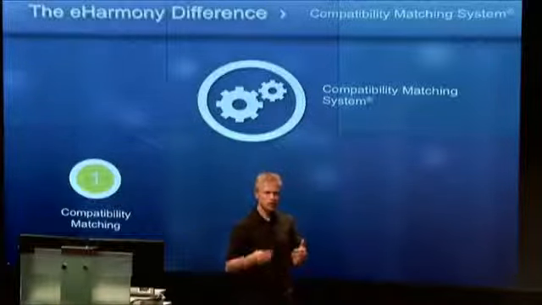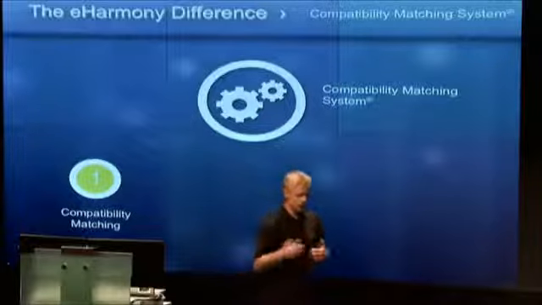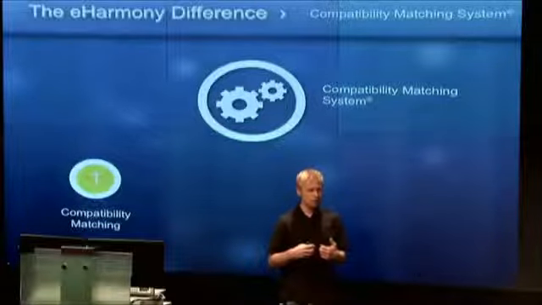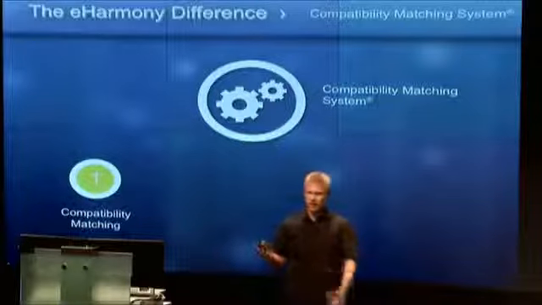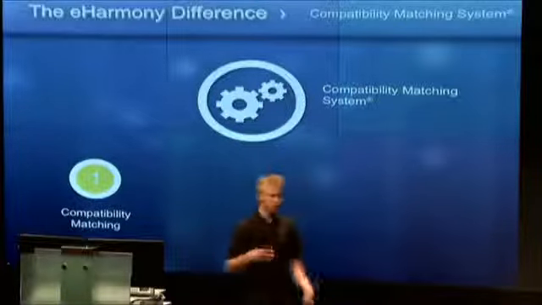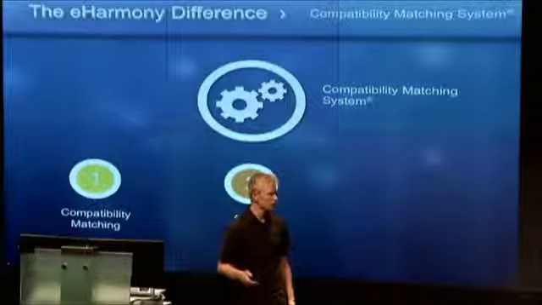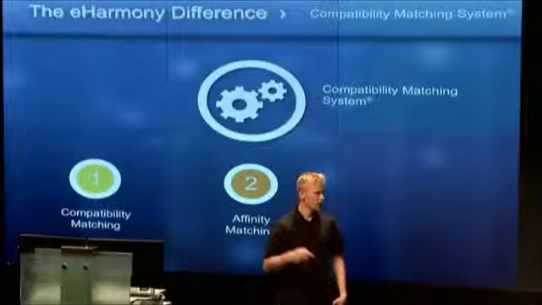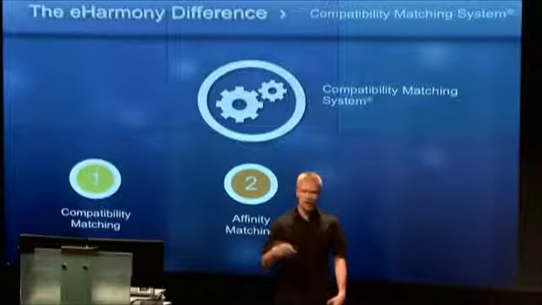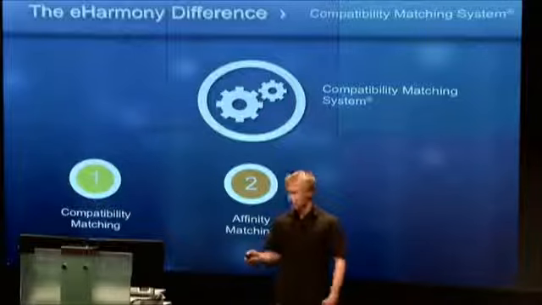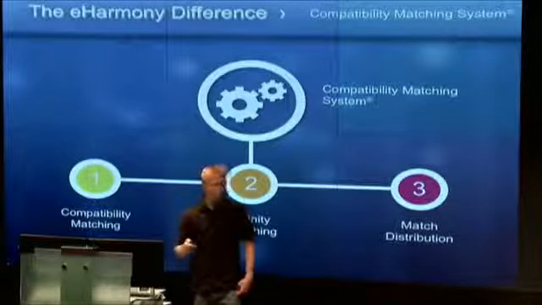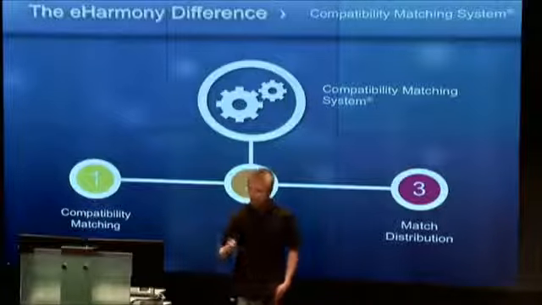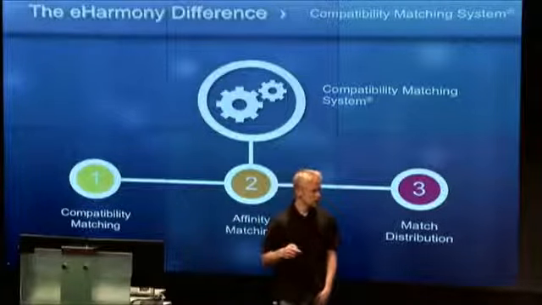But even if two people have fantastic personalities and would get along very well, there is no guarantee that they will be physically attracted to each other, have similar interests, or even be interested to talk. That's what we refer to as affinity matching. And finally, we need to decide who we introduce to whom and when. That's distribution. I'll talk about all of these in a bit more detail.